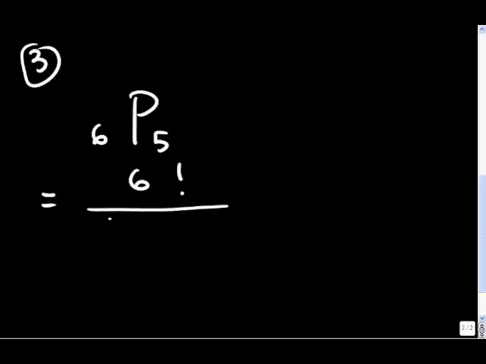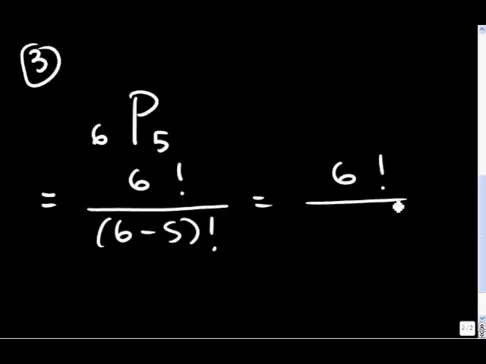Question 3. They want us to compute 6p5. By definition, that's 6 factorial over the difference between 6 and 5 factorial, which is 6 factorial over 1 factorial. 1 factorial is the value 1, so the answer is really 6 factorial.